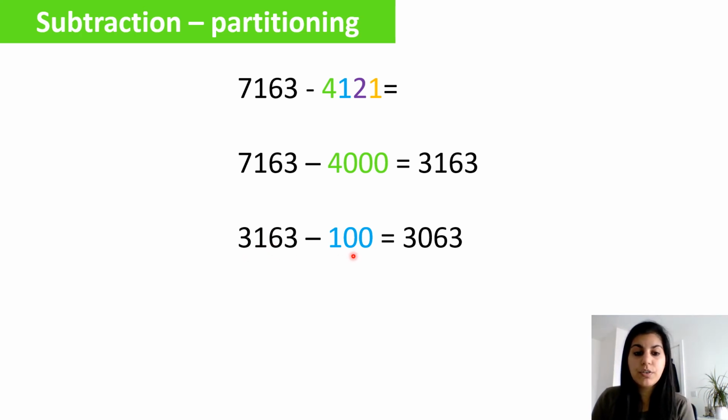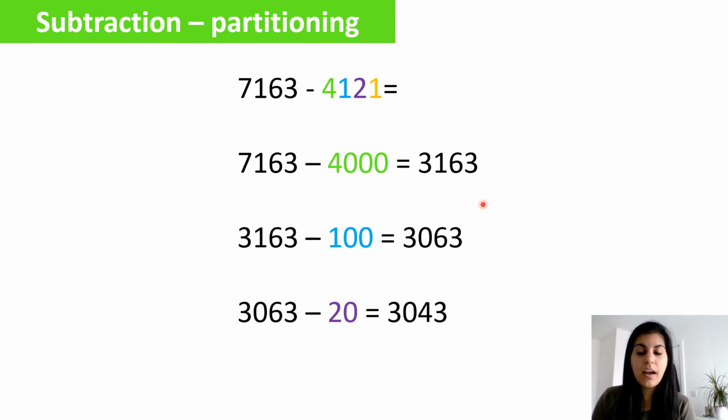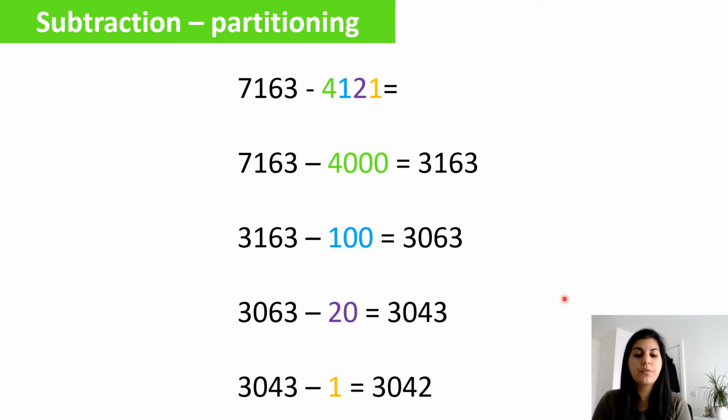3,163 take away 100 is 3,063. I then take away my tens. 3,063 take away 20 is 3,043. So you can see it's only my tens digit that has changed. And in my last step, I need to take away my ones. So I need to take away 3,043, take away 1, which is 3,042.